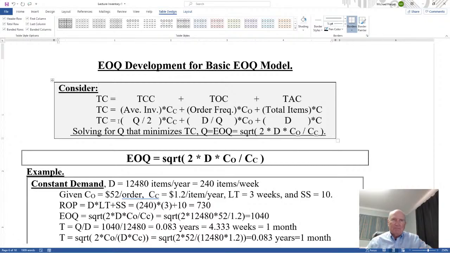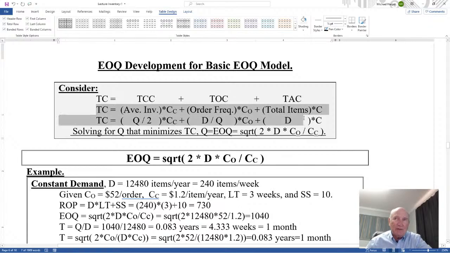Know what's happening. So the total cost is the carrying cost, ordering cost, acquisition cost. The carrying cost is the average inventory times the unit carrying cost. The ordering cost is the order frequency times the ordering cost. The acquisition cost is just the total items, which is your demand, times how much those items cost. Well, I can put the average inventory for an equation, the order frequency for an equation, and the total items is my demand. Now I have an equation here, and I want to solve for a Q here which minimizes the total cost here.